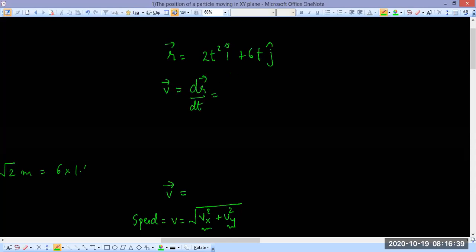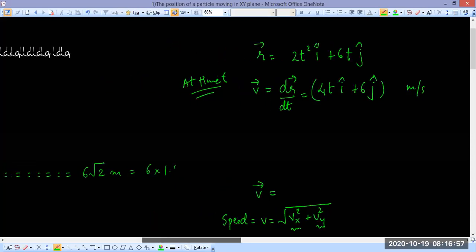Right? So for finding the velocity vector, you have to differentiate the position vector. So we differentiate this. Everyone should know this, right? 4t i caret plus 6 j caret meter per second. This is at time t, because we have not yet put in the value of t. Now we are going to put the value of t.